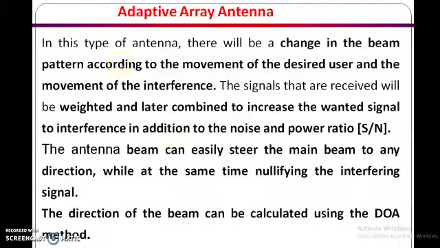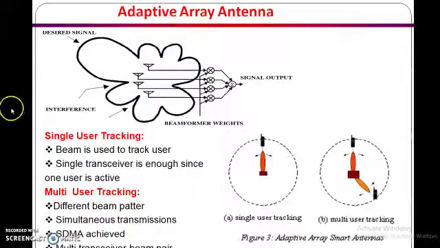In this adaptive array, we may say the beam pattern changes according to the movement of the desired users and the movement of the interference. The signals that are received are weighted and later combined to increase the wanted signal to interference-plus-noise power ratio. The antenna can easily steer the main beam to any direction while at the same time nullifying the interference of a system. The direction of a beam can be calculated using the direction of arrival method, and it will focus in that particular direction.